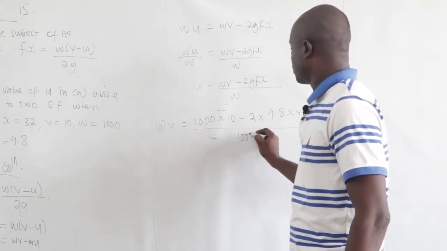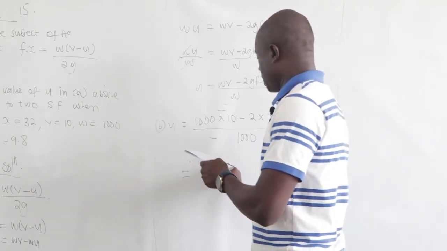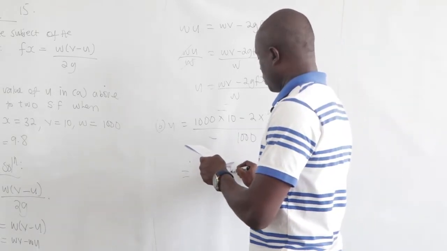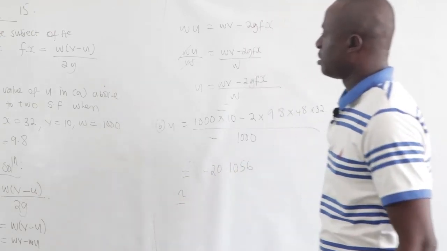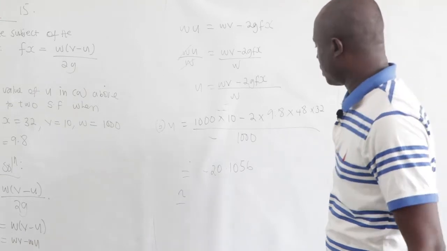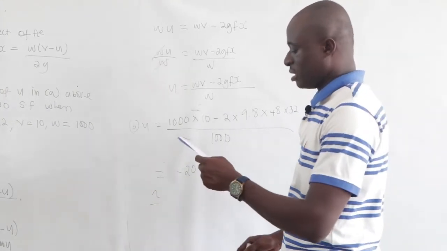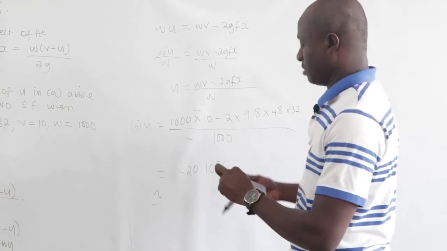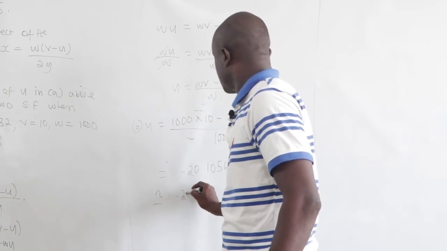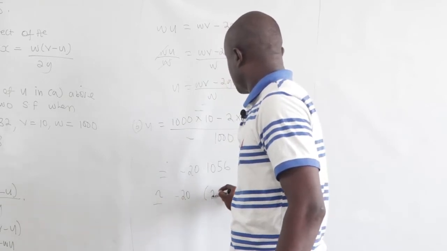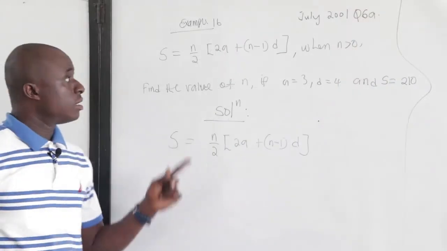W is 1000. Now, when we compute this, we will get negative 20.1056. Now, the question says to two significant figures. This is the first significant figure, this is the second significant figure. So this will be minus 20. That's two significant figures.